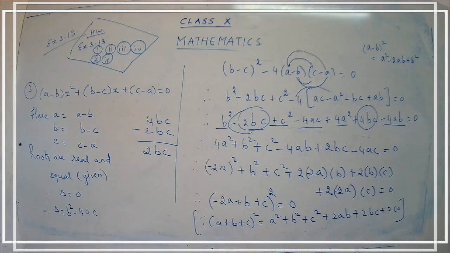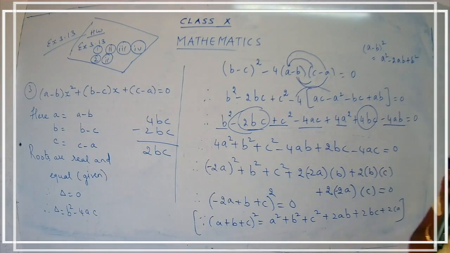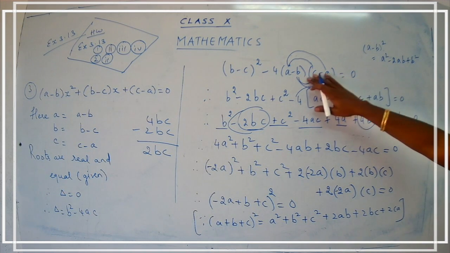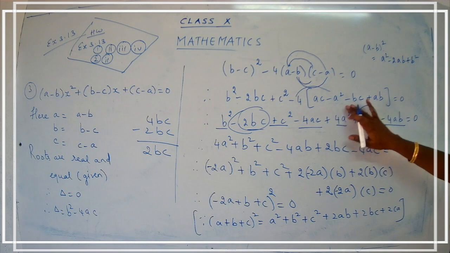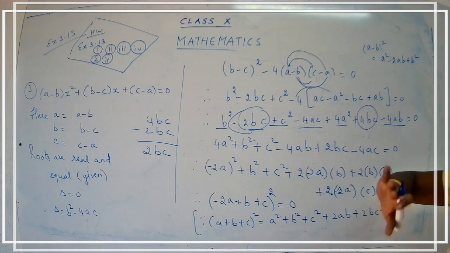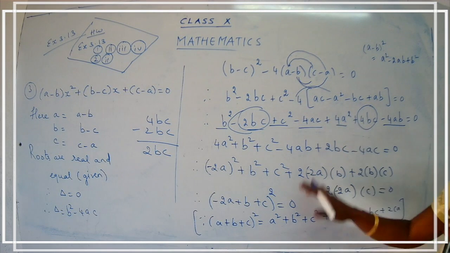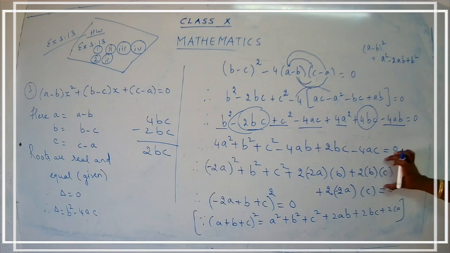I'll just explain to you the steps once again. You may have a confusion. There's no confusion, just understand the sums. Already we have done such type of adjustments in our previous exercises. So this is B square minus 4AC substitution. Then we have expanded. Now we are arranging. You are arranging as A square plus B square plus C square, 2AB, 2BC, 2CA. So we have arranged here.